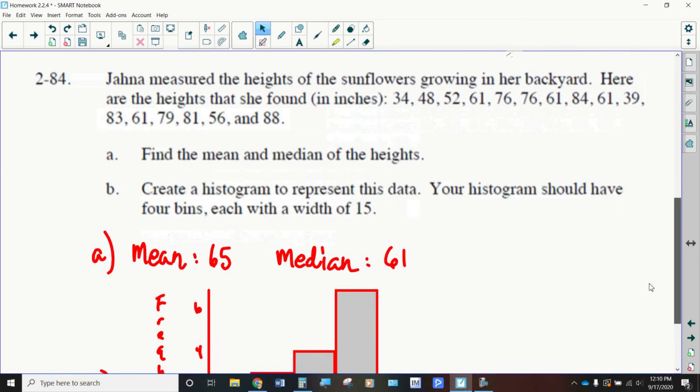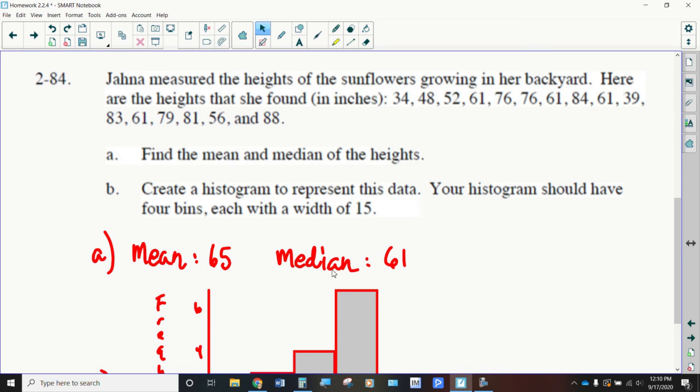Ooh, you guys had some good work today. Jana measured the heights of sunflowers growing in her backyard, and here are the heights. So it looks like we got 1, 2, 3, 4, 5, 6, 7, 8, 9, 10, 11, 12, 13, 14, 15, 16 different heights. So you're going to have to use your calculator and add all those numbers together and divide by 16, and you get a mean of 65.